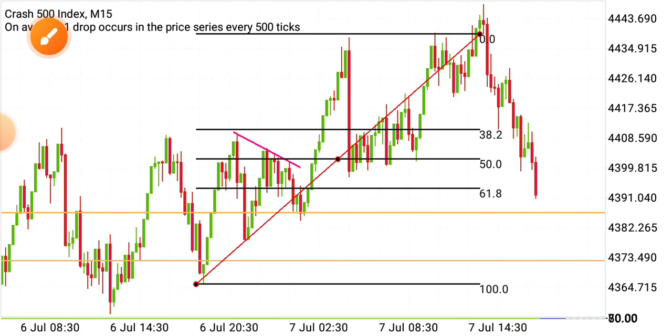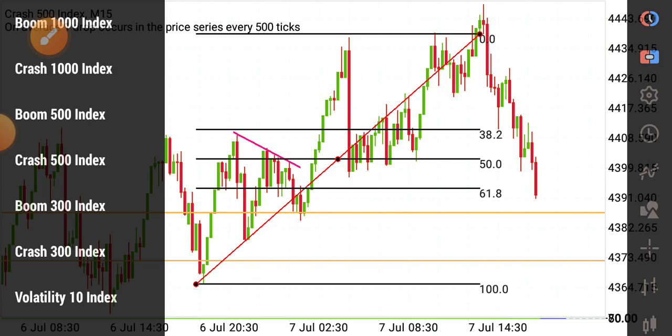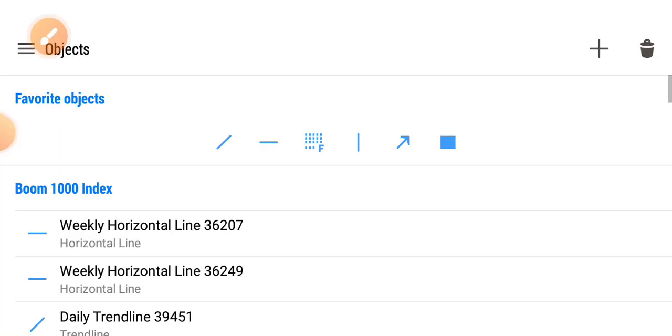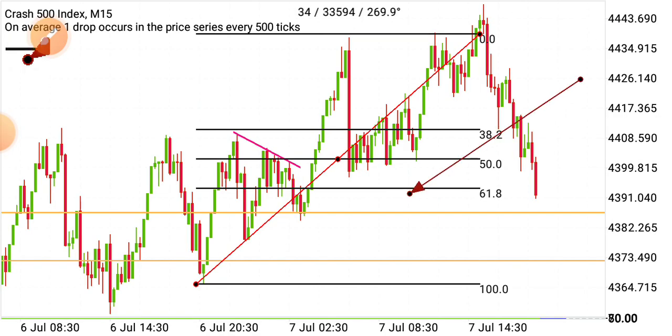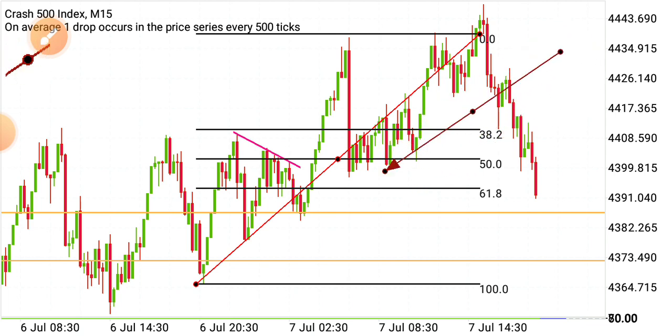It doesn't matter which pair you are using. I'm just coming to Crash 500. You can even, if Boom 500 is bullish, you can still draw it using the Fibonacci tool. You draw from the bottom to the top, guys. But for this one now, let's just look at this. See, when the price retraced and got to this level 50, it danced around here. It couldn't get to 61.8, then it moved up, guys. So that is how it works.